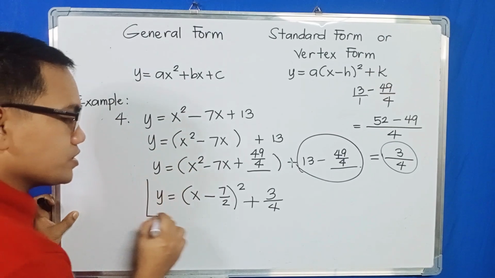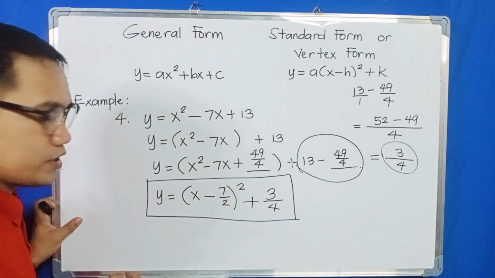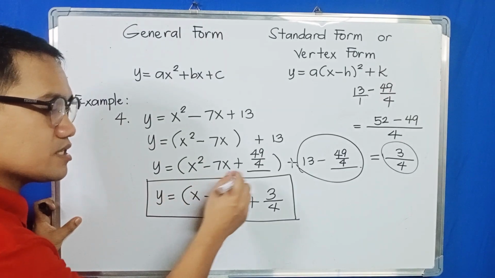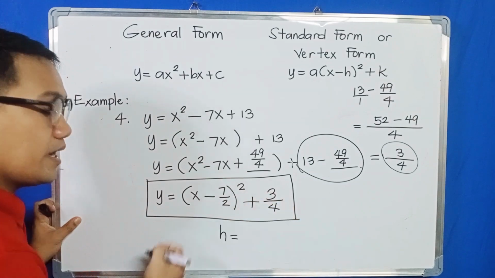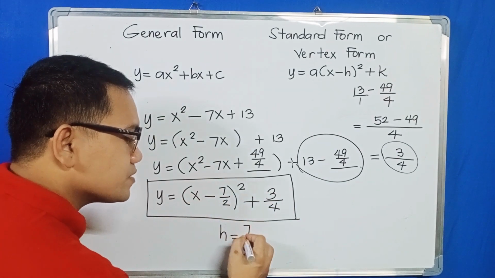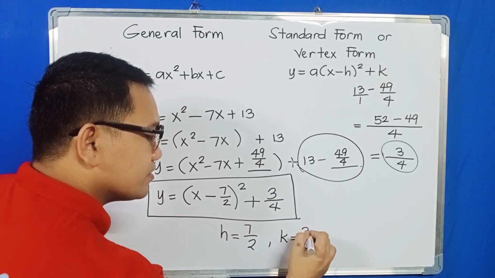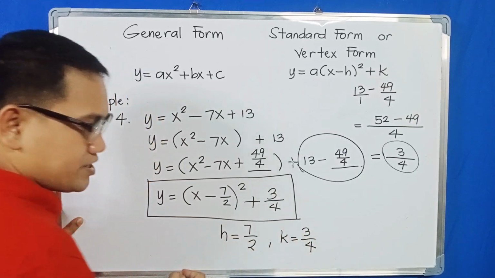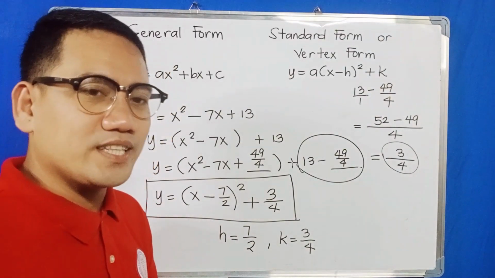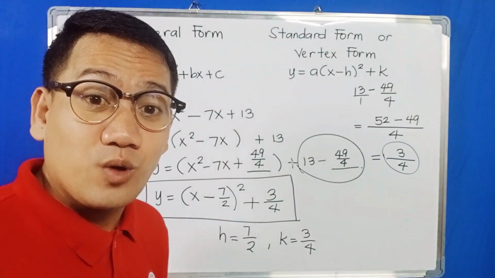This is now considered the vertex form of our given quadratic function. Y is equal to quantity x minus 7 halves squared plus 3/4. And our h would be positive 7 halves, and our k is positive 3/4. So this is how to transform our general form of a quadratic function into the vertex form. Let's try to have another example.